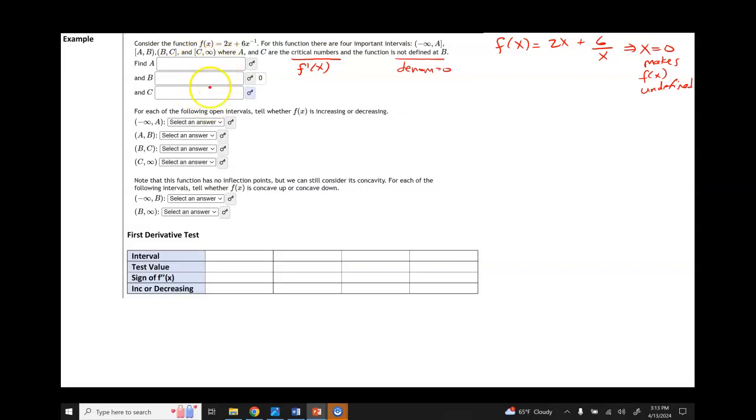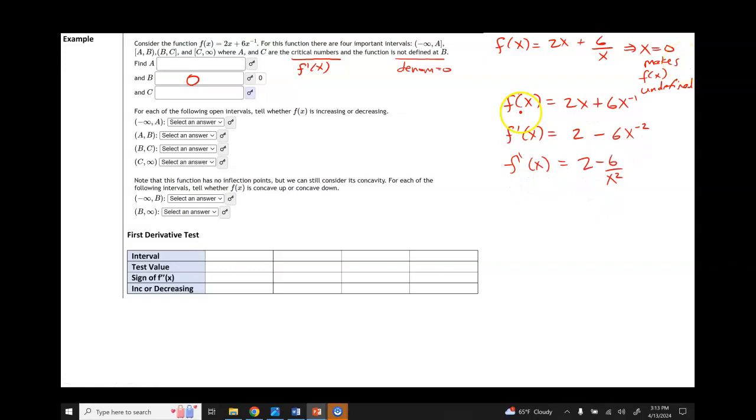A and c are the critical numbers. Now, if you recall from the previous section, critical numbers are numbers where the first derivative is equal to 0 or undefined, but we already found the undefined. That's x equal to 0. So let's find the first derivative.